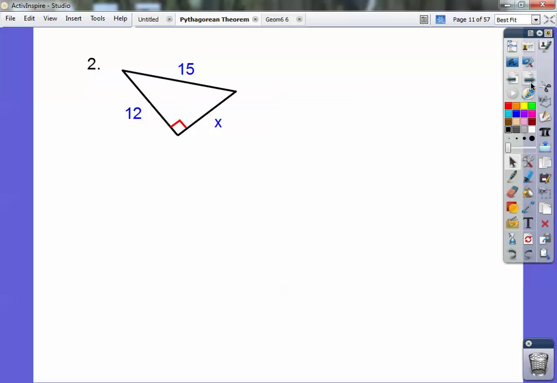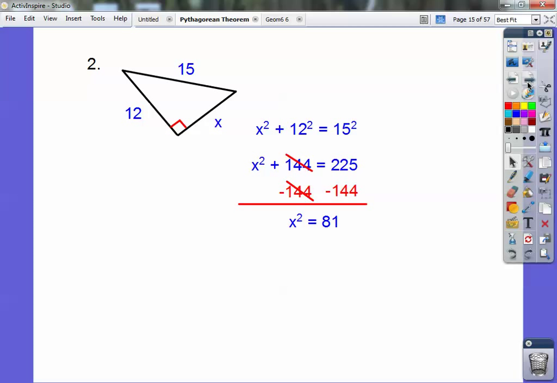Okay, so here's number 2. All right, and again, you got to watch out which one's the hypotenuse. There's the right angle. So the 15 is the hypotenuse. Okay, so that means this 12 squared plus this x squared will equal 15 squared. All right, so I wrote x squared plus 12 squared. Okay, so when I square those, and then I'm going to go ahead and subtract 144 from 225, and we get 81. And then what number squared is 81? Well, that's going to be 9. So x equals 9 on this one.